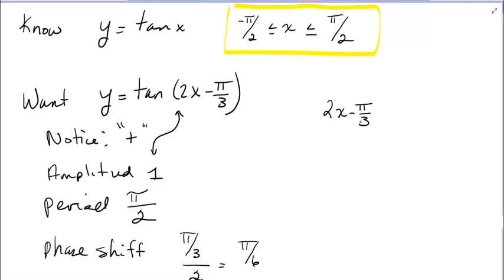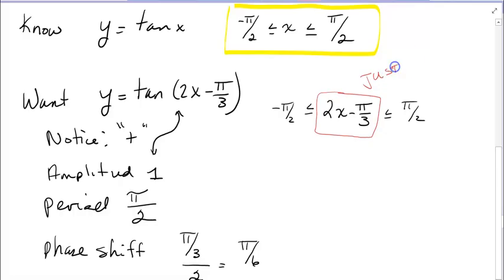2x minus pi over 3 is between negative pi over 2 and pi over 2. I want to change this so it's just x. What that will give me then is the actual x values for this particular graph. So we need to solve for x. That's essentially what we're doing.